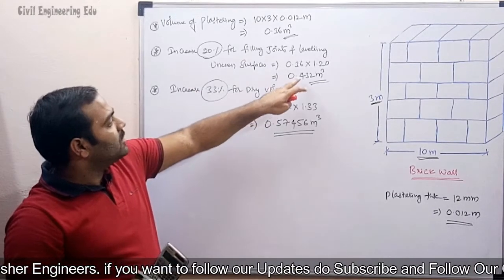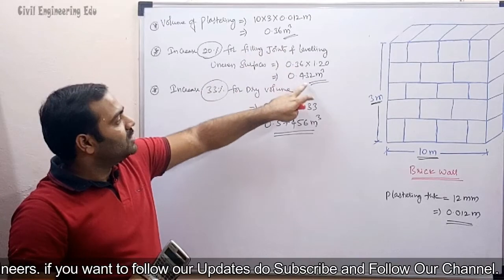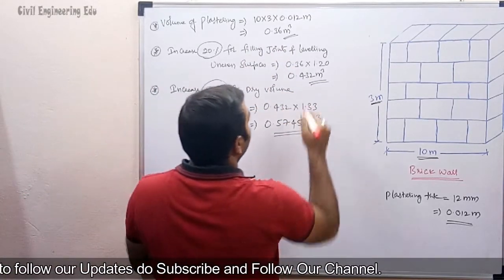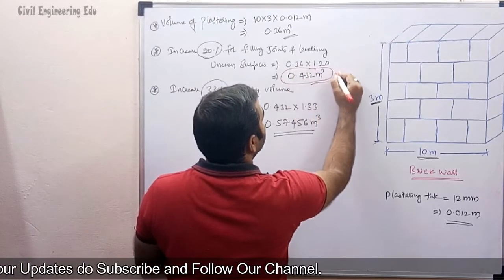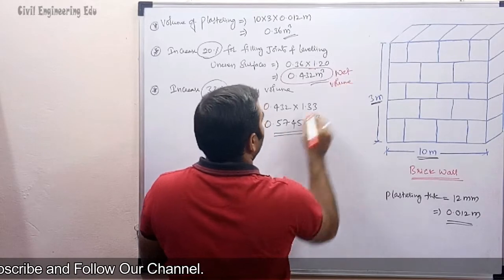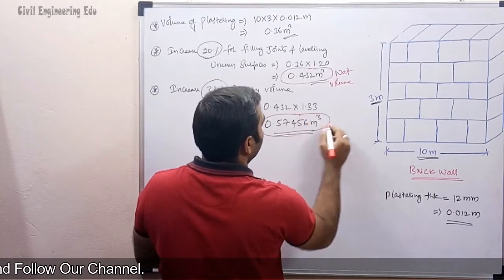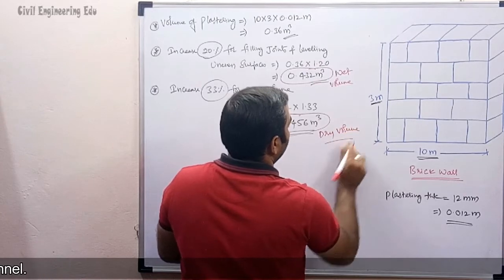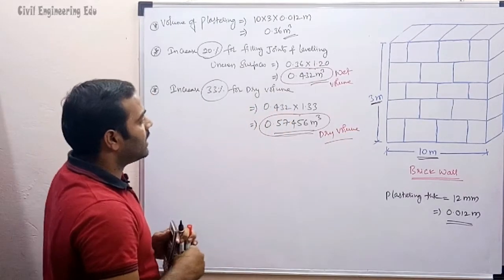We should not take this volume and this volume. This is wet volume and this is dry volume. So we should be careful in this calculation. This is wet volume and this is dry volume. We should take only dry volume in our calculation.